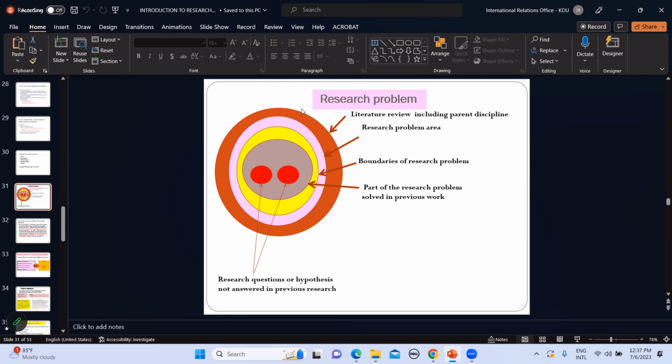Once you are digging and referring to the literature and getting ideas, you actually narrow down your research problem, okay? And then you come to this pink color area, and you make the boundaries of your research problem. Then you further dig in, and ultimately, when you narrow down, for example, let me draw one.